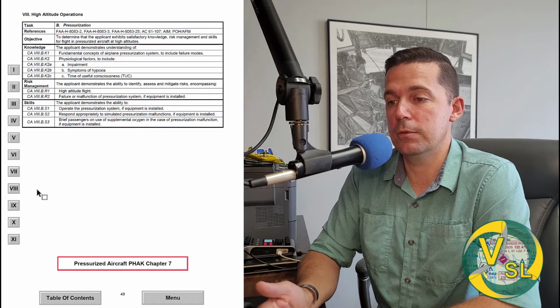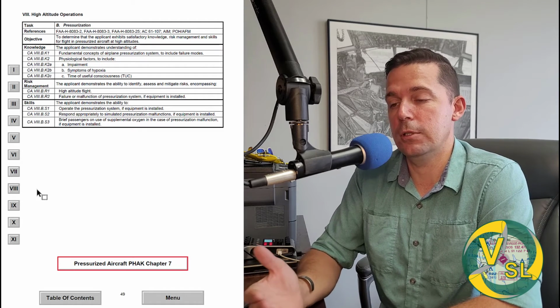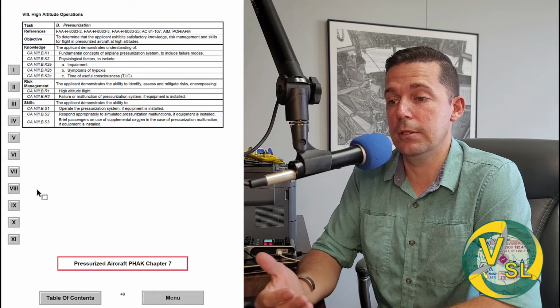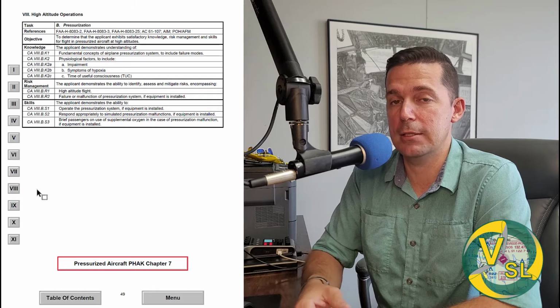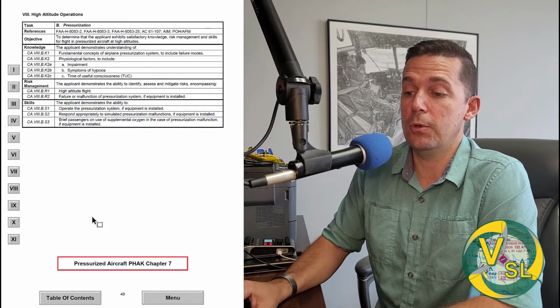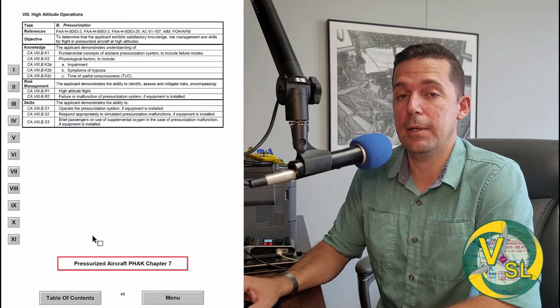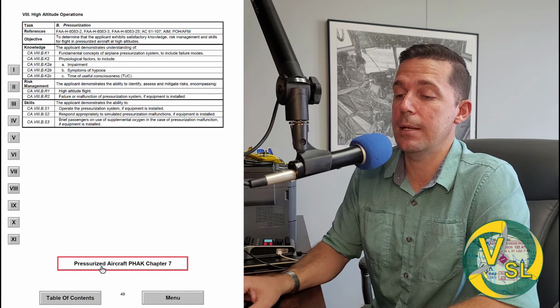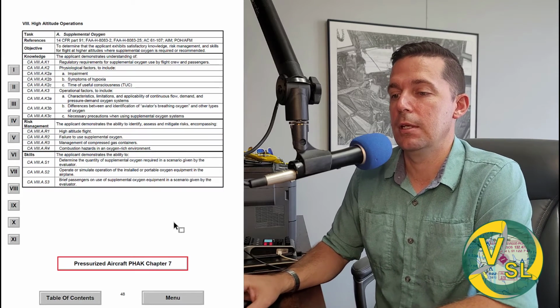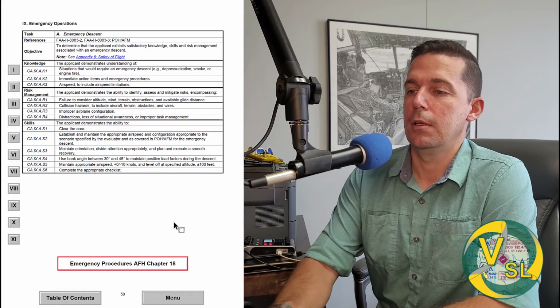So if you bring some sort of pressurized piston, or if we're doing it in a turboprop like a King Air, we're definitely going to cover these, and we're going to simulate putting the masks on and doing the checklist items for that. You can find more about pressurized aircraft in the Pilot Handbook of Aeronautical Knowledge, Chapter 7. I've got a link right there. So you can go through pressurization systems and oxygen systems.